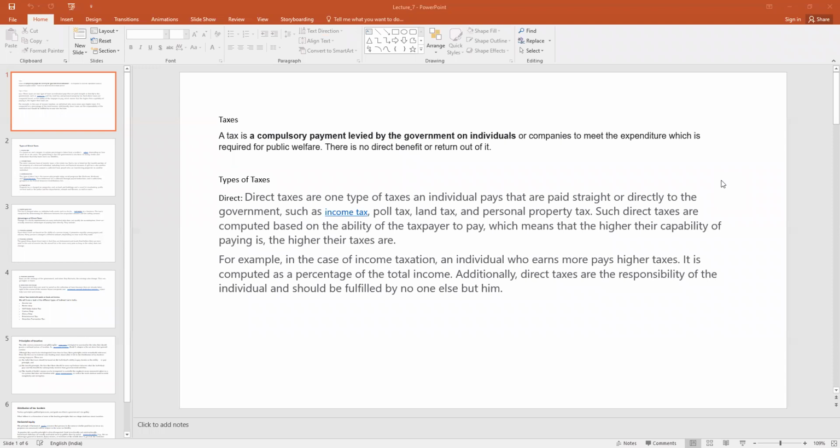What are the different types of taxes we have? We have two broad categories of taxes. One is direct tax, another one is indirect taxes. What do you mean by direct taxes? Direct taxes are one type of taxes an individual pays directly, straight away to the government, such as the income tax, poll tax, land tax, and personal property tax. The income is generated from various properties. Directly we can pay the taxes.